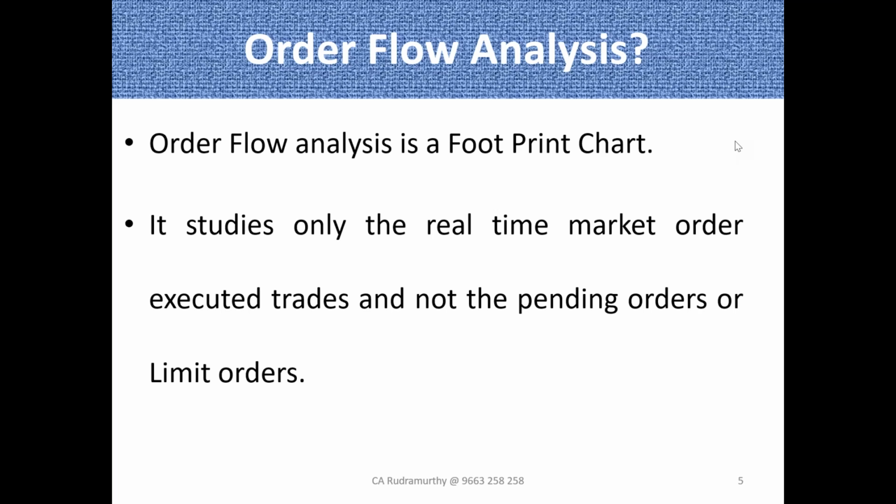If you have two limit orders, that will never come in the order flow chart, but it will definitely come when you see an order book. So when you click the order book and see the first 5 best buyers and first 5 best sellers, they are all unexecuted limit orders.